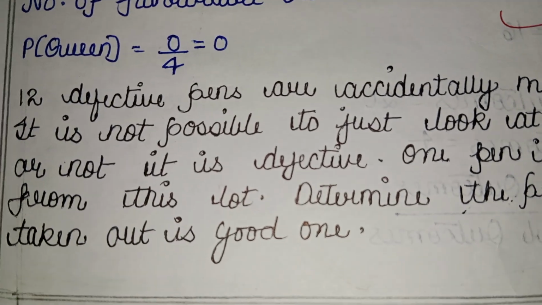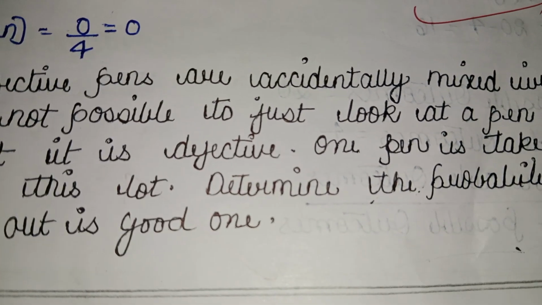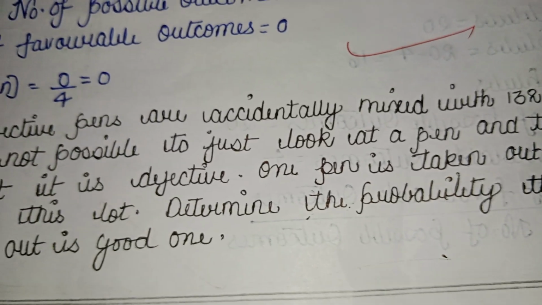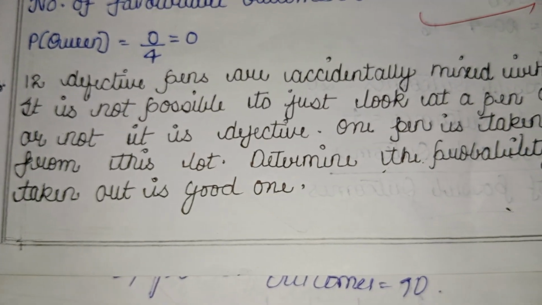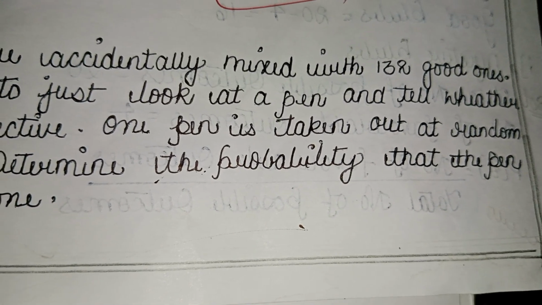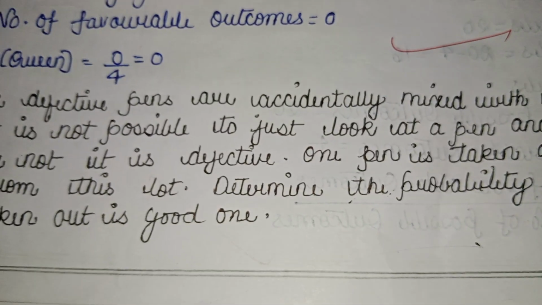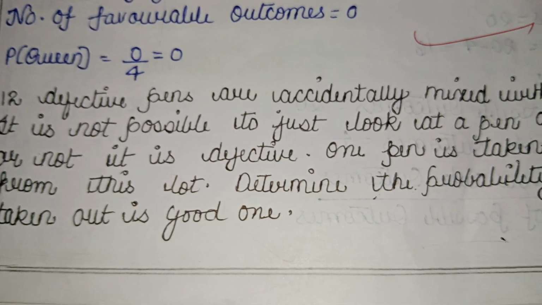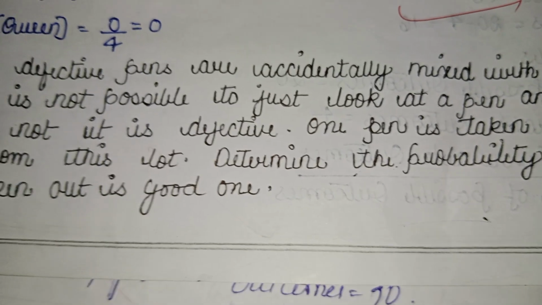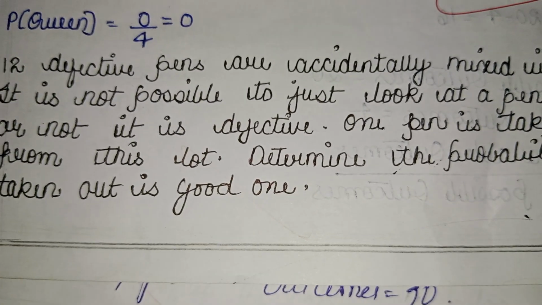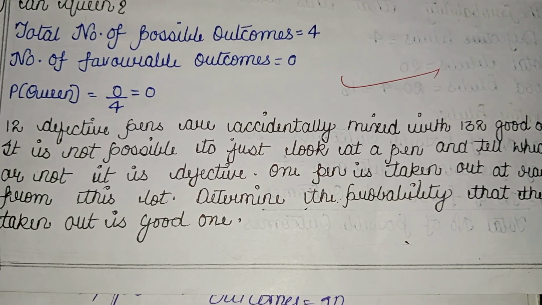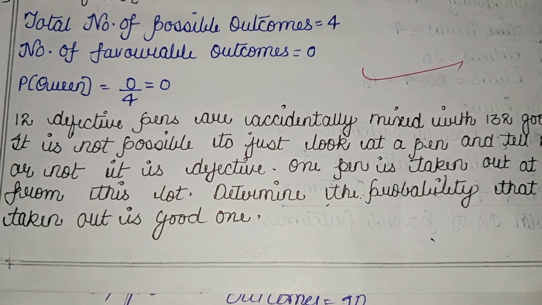Next, eighth question. 12 defective pens are accidentally mixed with 132 good ones. It is not possible to just look at a pen and tell whether it is good or defective. One pen is taken out at random. So, from this lot, determine the probability that the pen taken out is a good one.